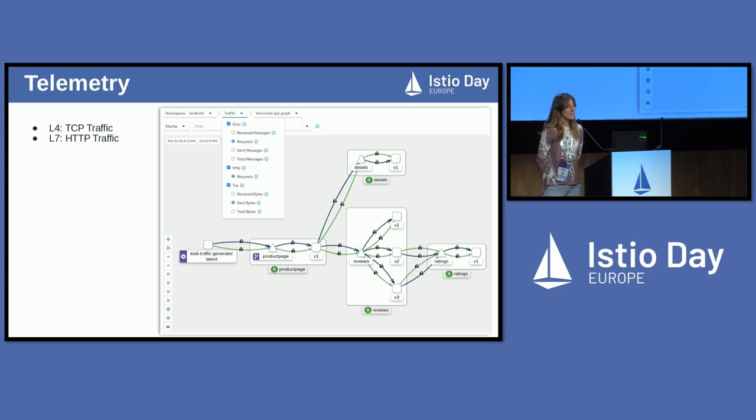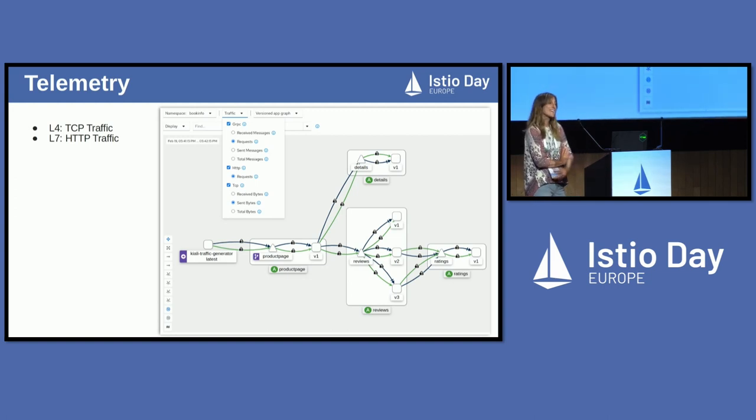At the moment, Kiali just represents this kind of protocols, and this is based on the telemetry that is reported by Istio. So if we don't have this data reported, we only get these protocols that are reported using different metrics, and that's the reason why we just show these three protocols.